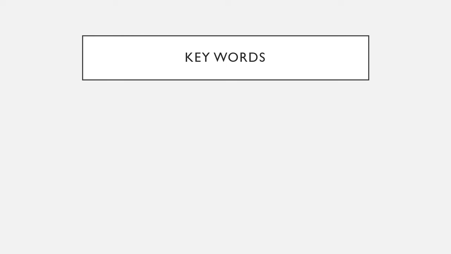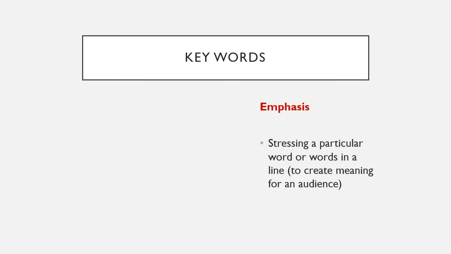Okay, excellent. I'm hoping that you managed to have something fairly similar on your piece of paper to what I'm about to show you now. And we're going to start with emphasis. Emphasis is when we stress a particular word or words in a line to create meaning for an audience. So we don't say every word exactly the same. The reason we use emphasis is because we want to stress certain things to our listeners.